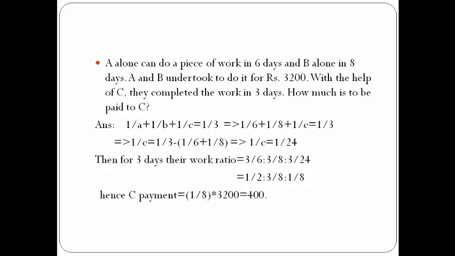Then for 3 days work, we can find the ratio. 3 by 6 comes from 3 into 1 by 6, where 1 by 6 is A's 1 day's work. Similarly 3 into 1 by 8, 3 by 8, and similarly for C, 3 into 1 by 24, 3 by 24. From that, the ratio is 1 by 2 is to 3 by 8 is to 1 by 8. We need to calculate C's payment. So 3200 is multiplied by 1 by 8. So the answer is 400. Okay, we will go to the next example.